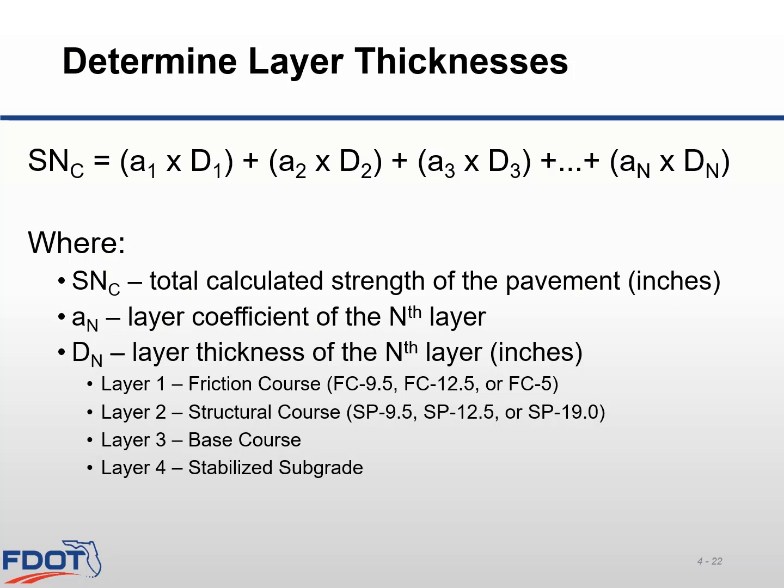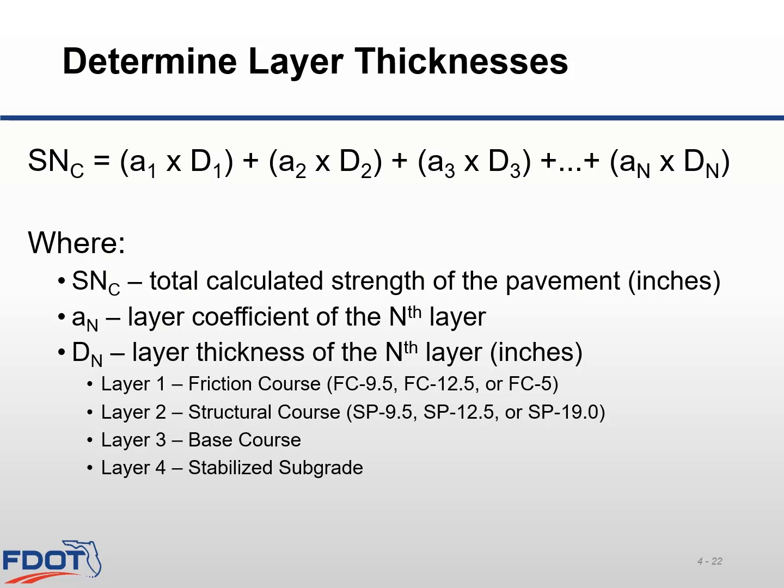To do this, we start with the equation shown here. Your total calculated structural number is equal to the sum of each layer's thickness times its layer coefficient. A layer coefficient is an empirical number that FDOT has developed for each material type listed within the Flexible Pavement Design Manual. For new construction, the layer coefficients are found in Table 5.4.